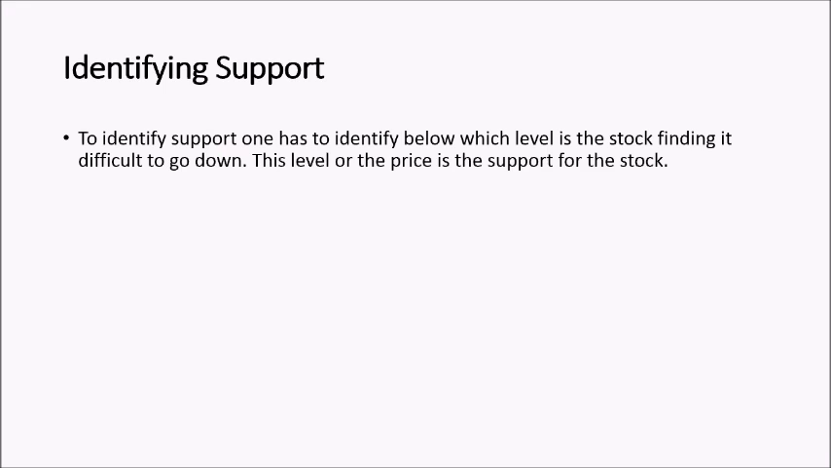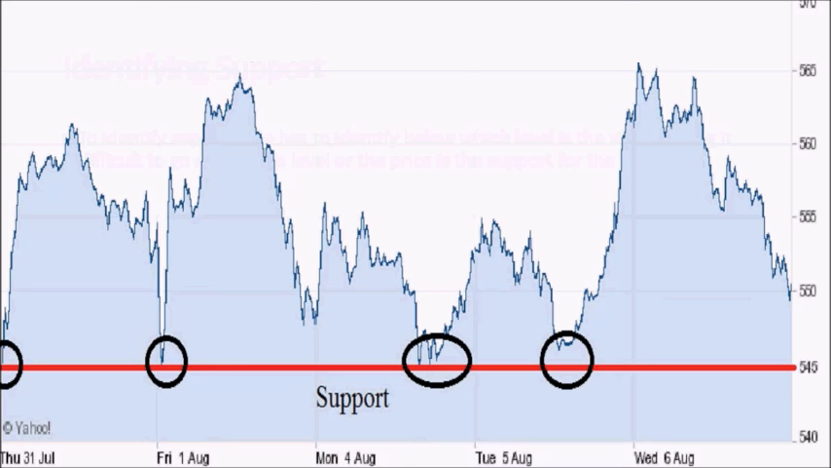Next, identifying support. To identify support, one has to identify below which level the stock is finding it difficult to go down. This level or the price is the support for the stock. To understand it better, let's see a few stock charts. Firstly, here in the chart of Tata Steel, the stock has failed to break below the level of 545 even after several attempts, therefore 545 is the support for Tata Steel.